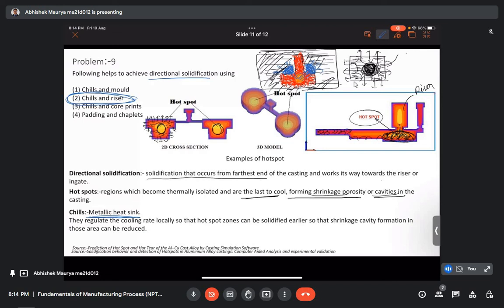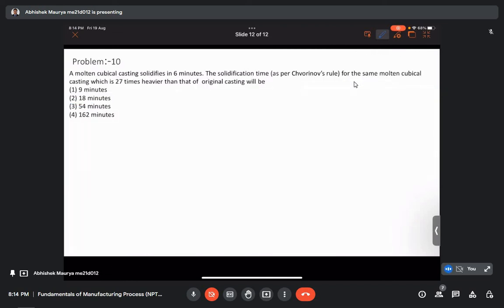Okay, then let's move to the last question. This question is all about the calculation of the solidification time.